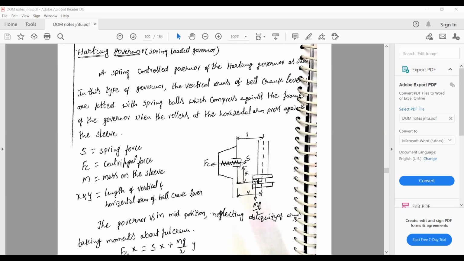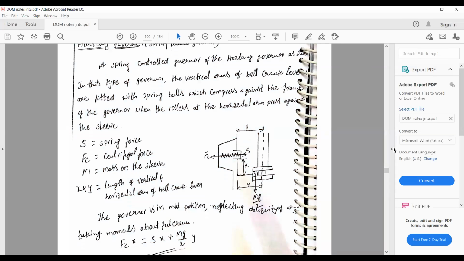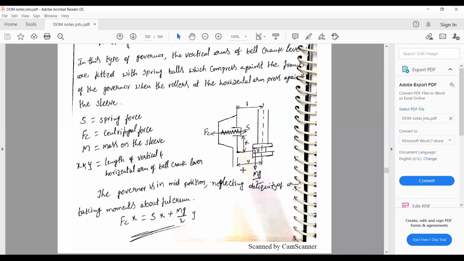At the other end of the bell crank lever there is also a force, that is the sleeve weight, mg/2. Now observe the notations used in this derivation: S equals the spring force, Fc equals the centrifugal force, M is the mass of the sleeve, and x and y are the lengths of the vertical and horizontal arms of the bell crank lever.